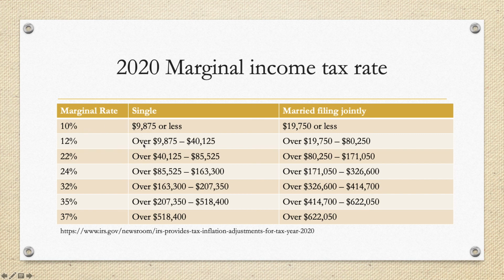And then for anything that is above the $9,875 to $40,125, you will be subject to 12%. And then the 22% will be for income that is between $40,125 to $85,525. And these tax brackets will change depending on the year. And you can always find it on the IRS website, which I put information here.